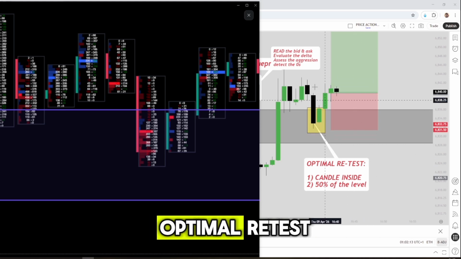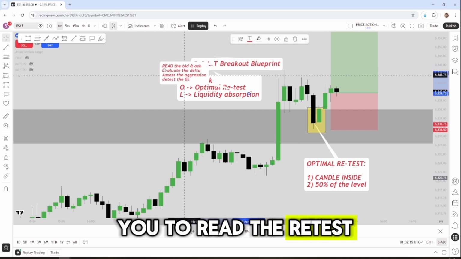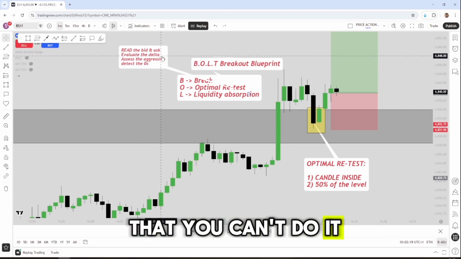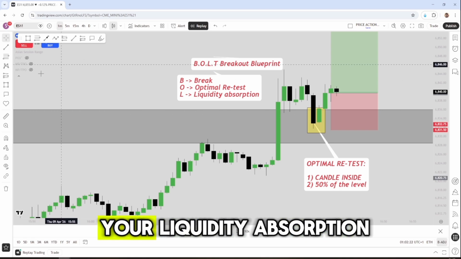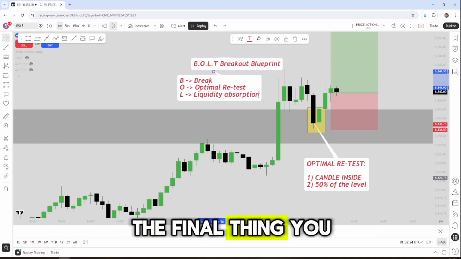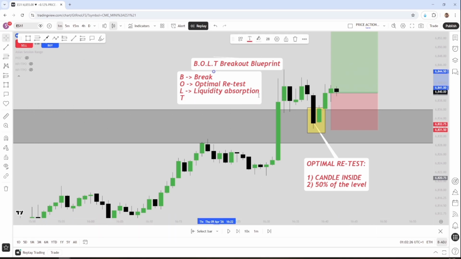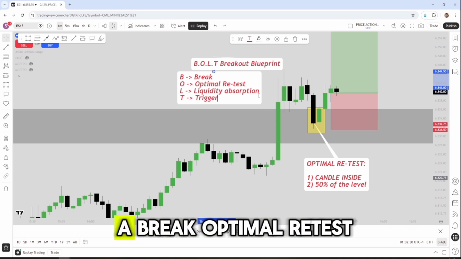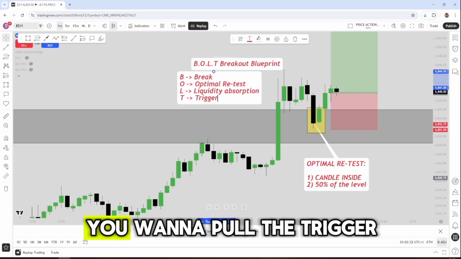You can see an optimal retest, but in order for you to read the retest, you actually have to read the footprint chart. Without that, you can't do it. So once you've got your liquidity absorption, the final thing you are looking for is T. T basically is trigger, and you have to pull the trigger. So after you've seen a break, optimal retest, and absorption, you want to pull the trigger.